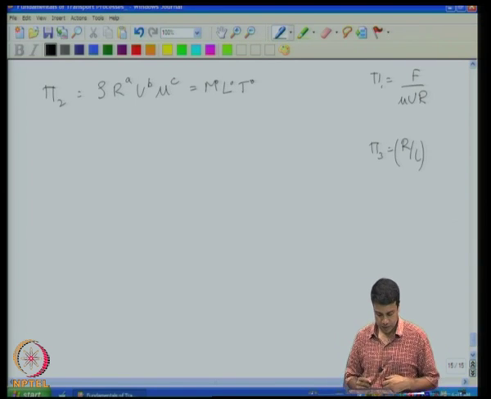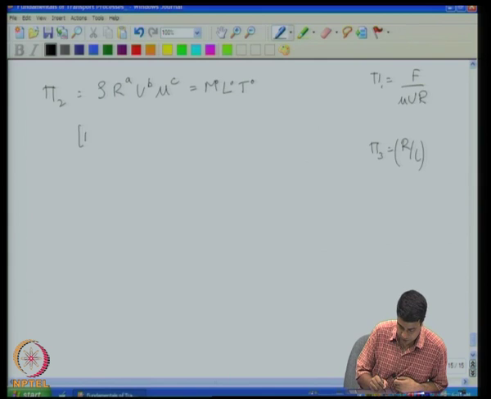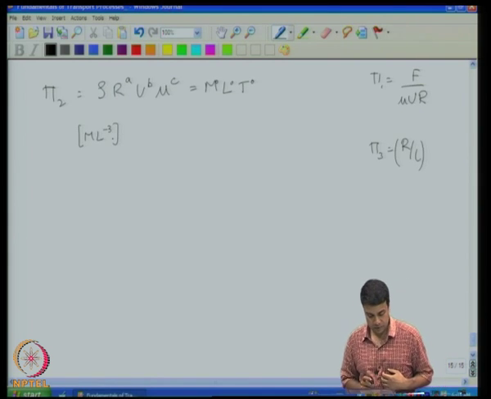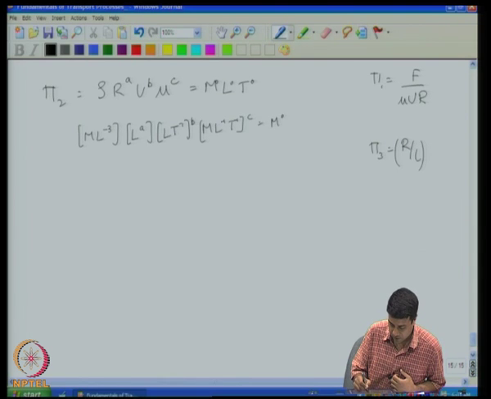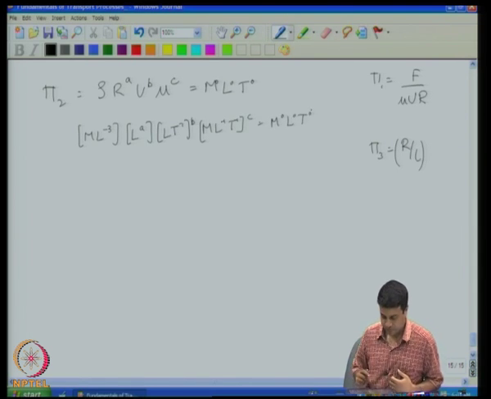Okay. Therefore, I have M L^-3, density is mass per unit volume, times the length to the power a, the velocity L T^-1 to the power b, times the viscosity M L^-1 T^-1 to the power c, is equal to M^0 L^0 T^0.